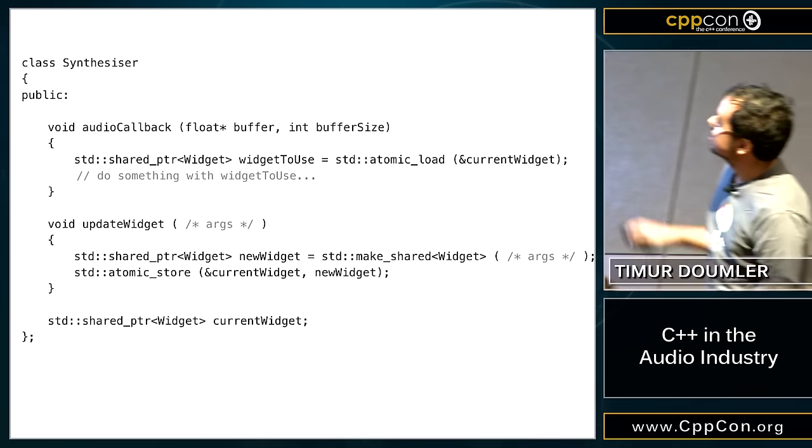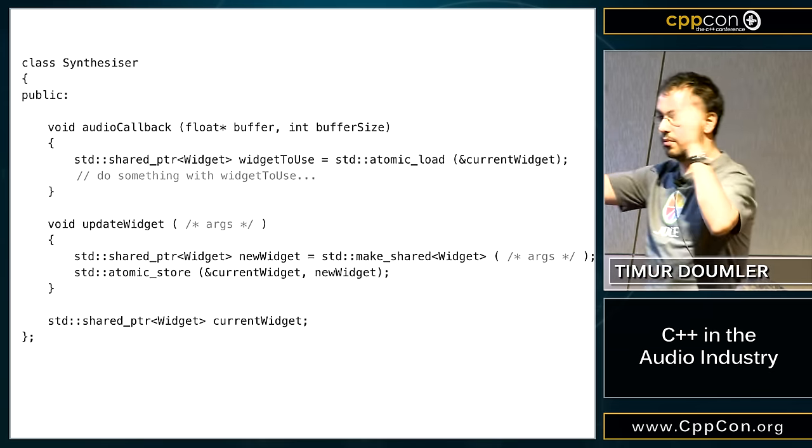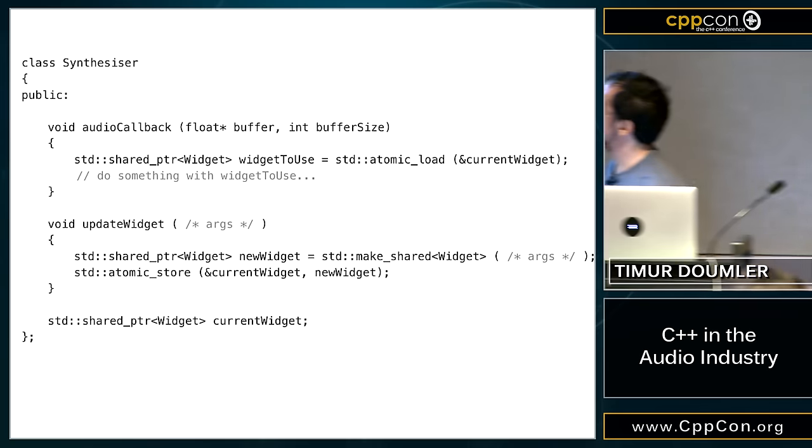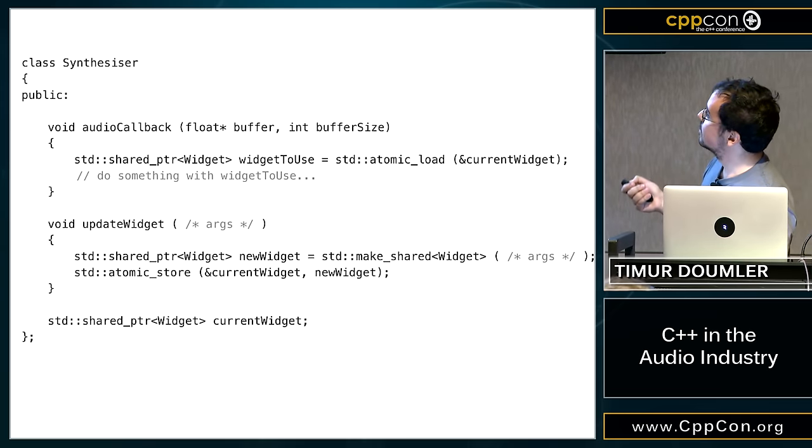So here we are updating a widget, so we're getting maybe some arguments from the user interface. We don't really care about this here. So we create a new widget. We create a new shared pointer to that widget. And then what we can do is we can atomically, by calling the std atomic store, swap this new shared pointer with the old shared pointer. So that's like the current one. And we swap the new one with the current one atomically.